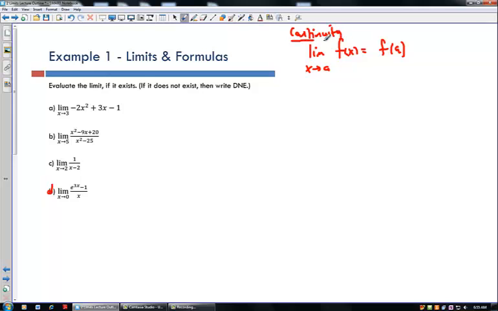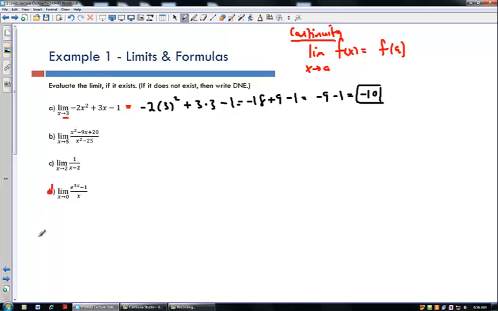And a lot of the functions we deal with are continuous, so the first idea we have is typically plug in the point, in this case 3, into the function and see what you get out. So that's going to be equal to negative 2 times 3 squared plus 3 times 3 minus 1, which is equal to, just multiply it out, negative 2 times 9, which is negative 18, plus 9 minus 1, which is equal to negative 9 minus 1, which equals negative 10. Negative 10 is a perfectly good number, so that's actually my answer.